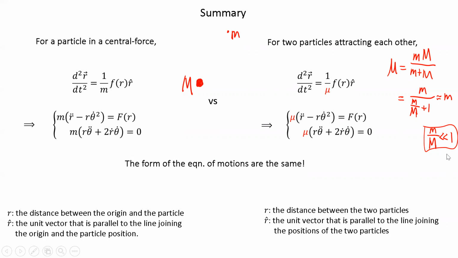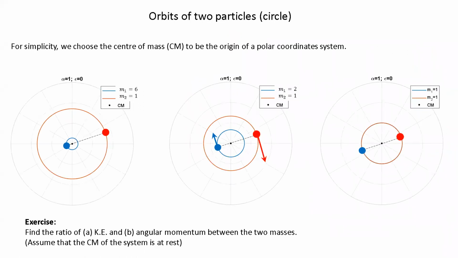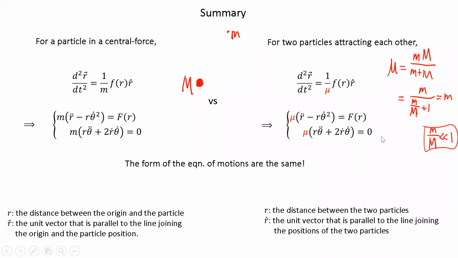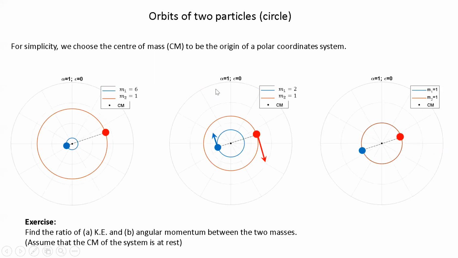So here I don't need to give a new practice problem, because as I said, you just replace the m by mu. But I do want to show you a few pictures to see how the orbit actually looks. From this case, again, we will have 4 different types of orbits. For 1 over r squared, it's the circle, ellipse, parabola, and hyperbola. For the circle, let me show you some examples.